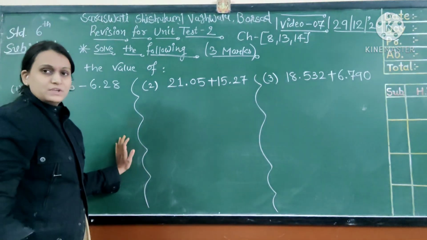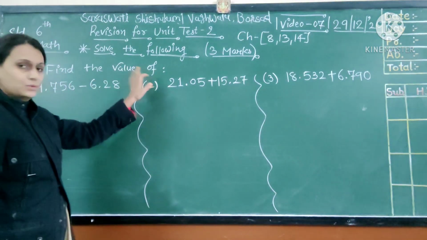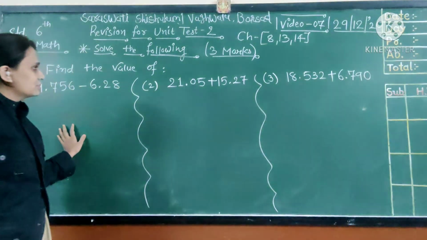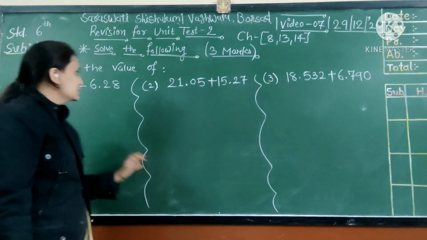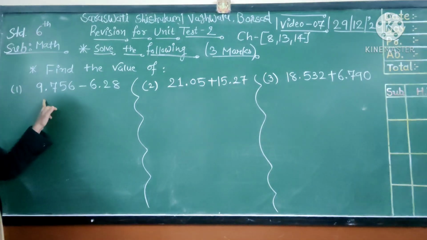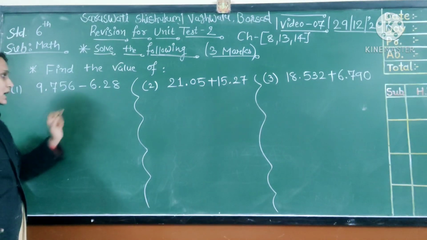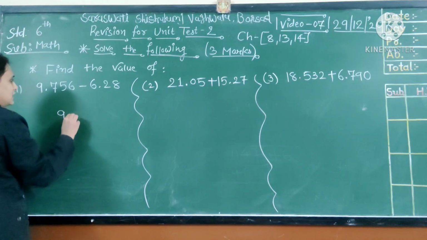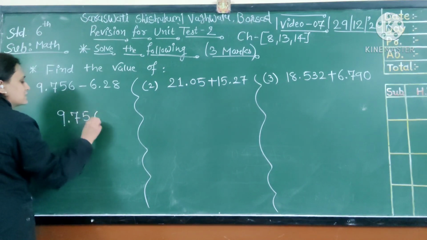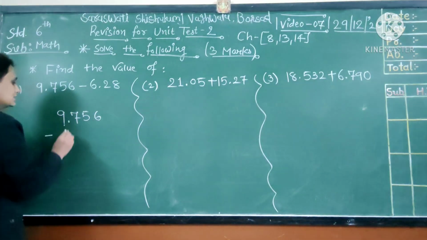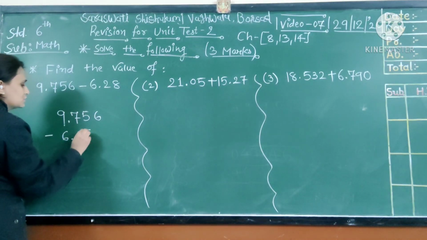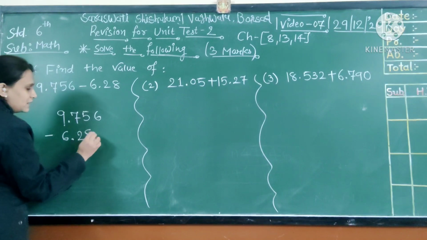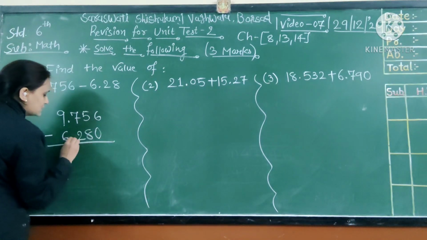Now in the next question, we have to find the value. Three different questions are given. We have to derive the value of decimal numbers. In the first number, we have to subtract the decimal numbers. Let us start the subtraction. The first number is 9.756 minus 6.28. Here on the 100 place there is no digit given, so here we are taking 0.